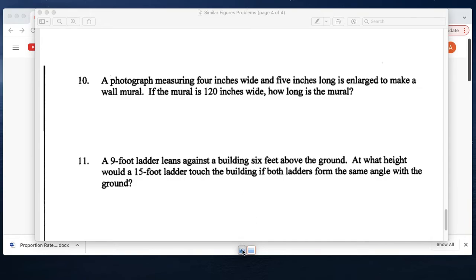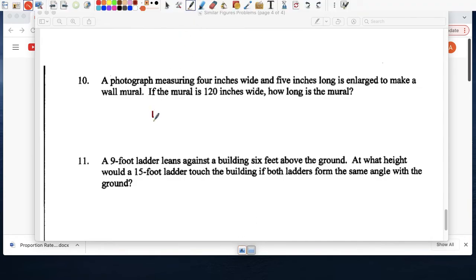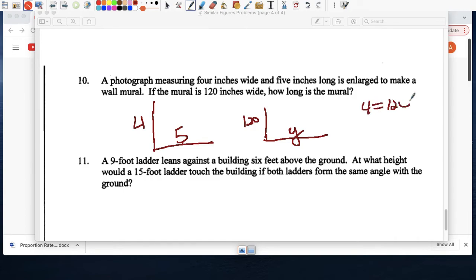Ten. Photograph. Here's a photograph that measures 4 inches wide and 5 inches long. Sorry, I did this backwards. 4 inches wide, so the width is 4 and the length is 5. And then the mural is 120 wide, and we don't know the length, so let's call this y this time. So 4 corresponds to 120, as 5 corresponds to y.